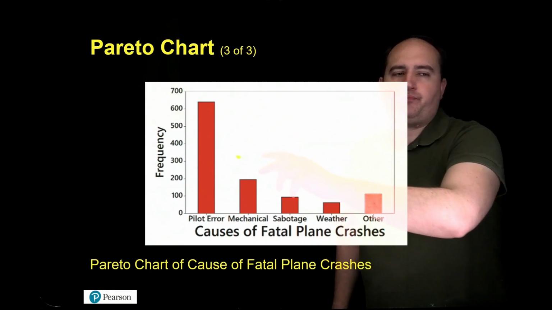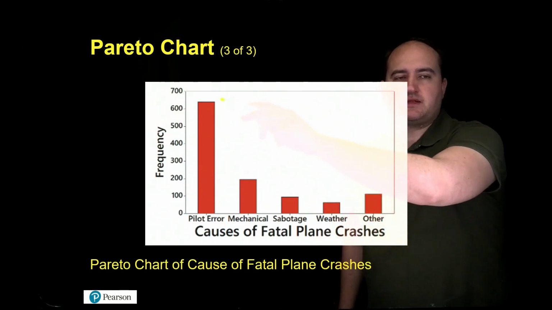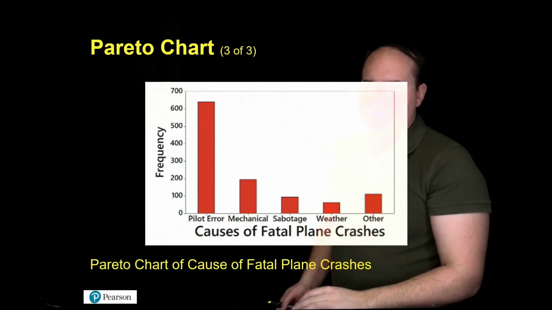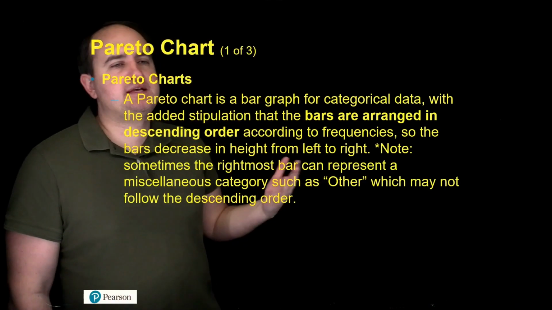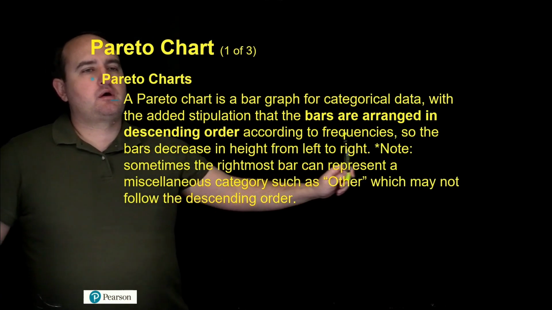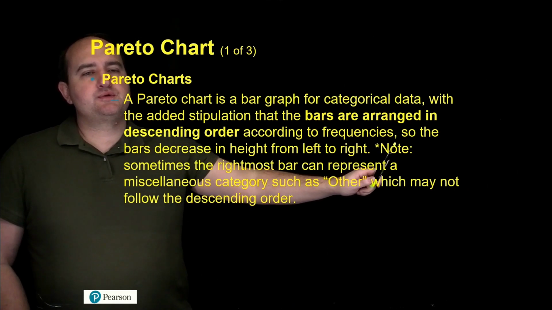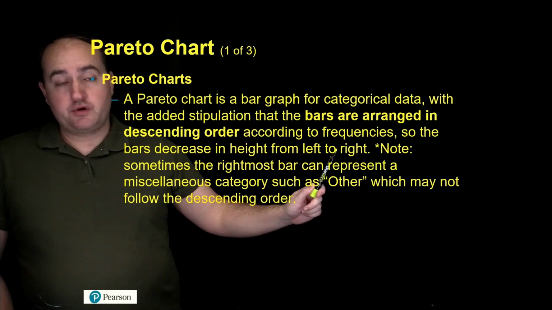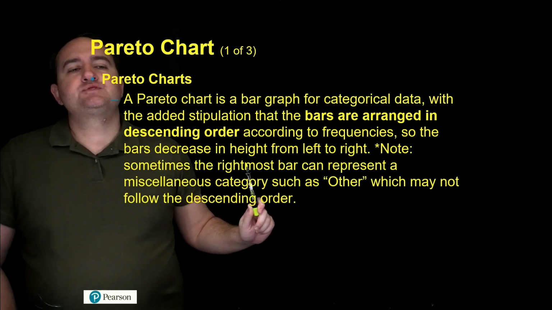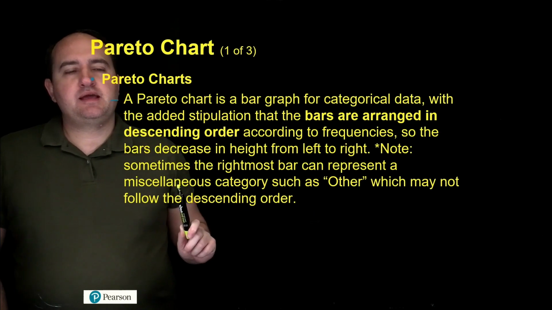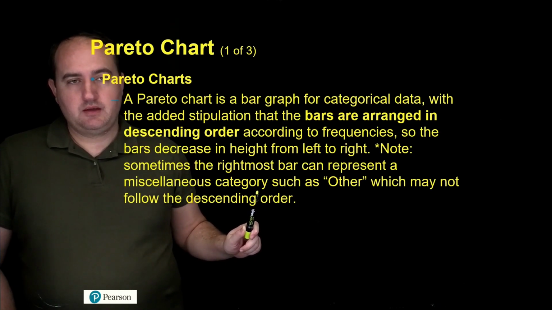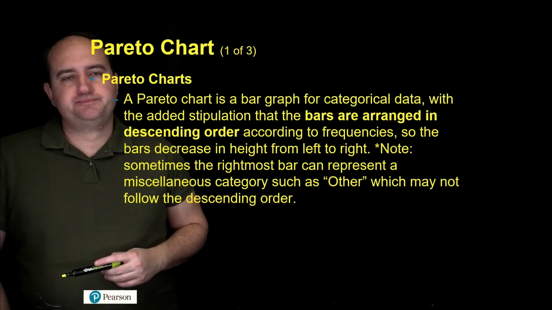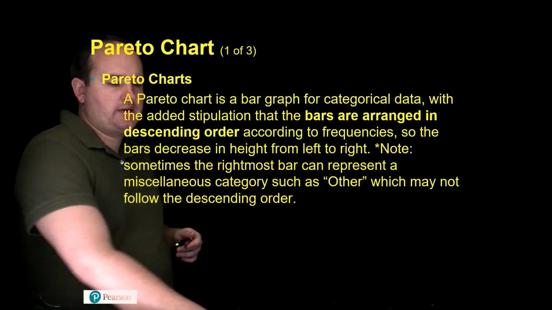But other than that, we can see that we have a decreasing or descending order here. So it's a Pareto chart. Okay, so we've seen it in detail. The bars are arranged in descending order according to frequencies, so the bars decrease in height from left to right. However, an important note: sometimes the rightmost bar can represent a miscellaneous category, such as other, which may not follow the descending order, as we saw in the graph.